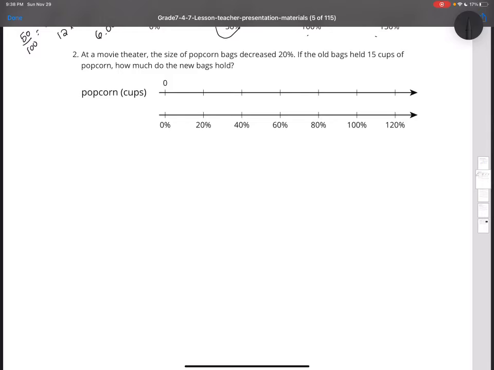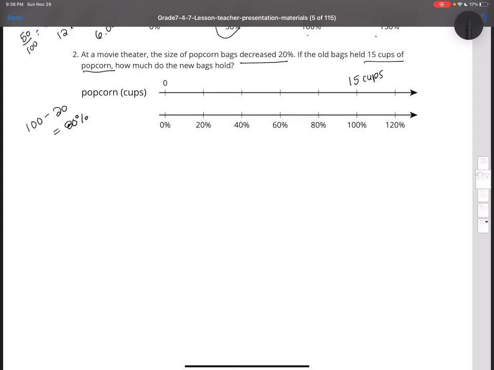So at the movie theater, the size of the popcorn bag decreased by 20%. If the old bags held 15 cups of popcorn, how much does the new bag hold? Now, I'm going to put 15 cups of popcorn as the original amount because that's where it initially started off. So then it said it decreased by 20%. Now, we talked about this verbiage in our last lesson, where we said if it says decrease by 20%, it's technically asking us for 80%. So decrease by 20% is basically saying 80%.